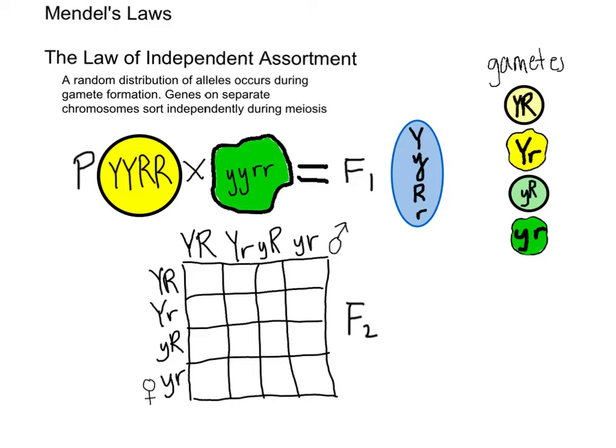This states that a random distribution of alleles occurs during gamete formation. Genes on separate chromosomes will sort independently during meiosis. In other words, you're going to randomly get gametes that have either allele for each trait.